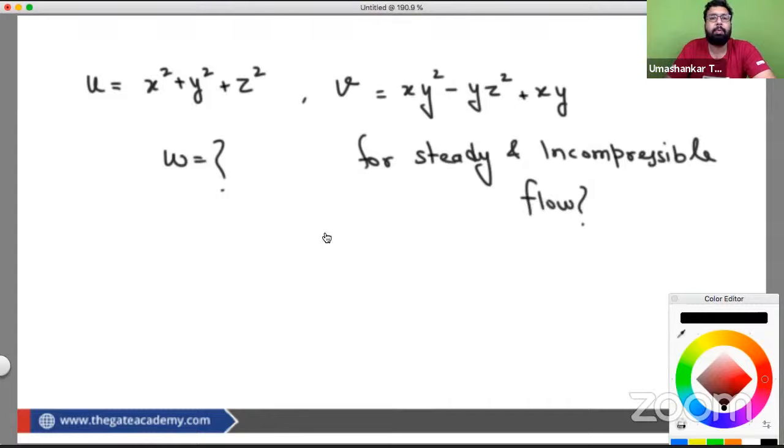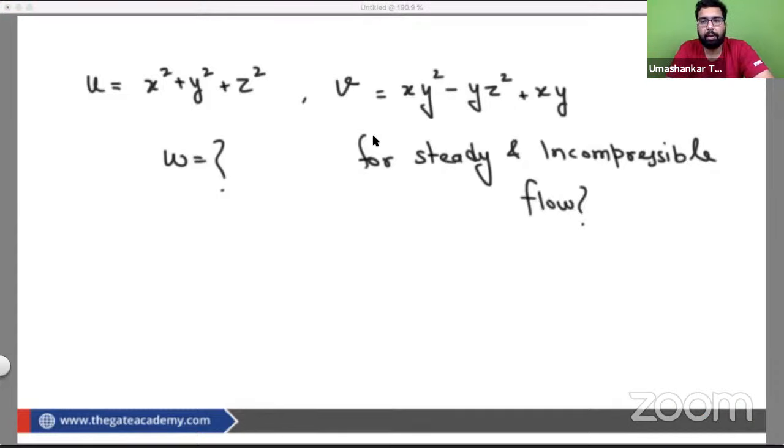So can you get me this w, all of you? Can you guys get me this w? We have u, we have v. So what is this w for steady and incompressible flow? Please get me this w. Let's see if we can do it or not. Please go ahead.